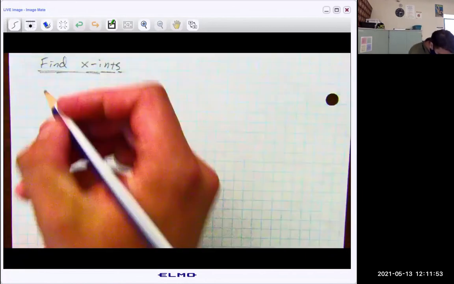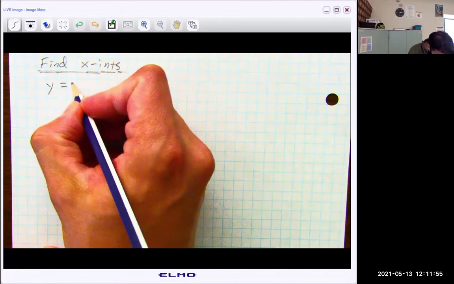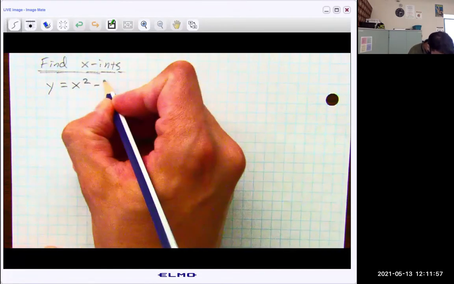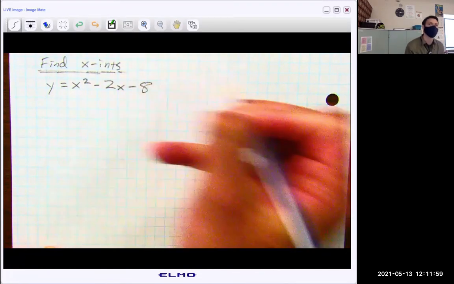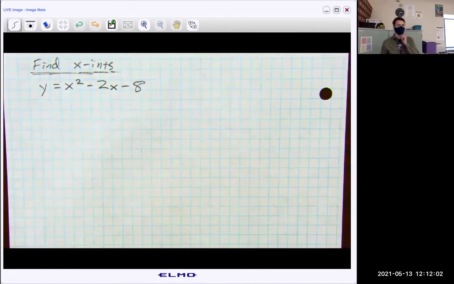Let's say we had y equals x squared minus 2x minus 8. Well, we know it's either going to have 2 answers, 1 answer, or no answers. And I know that this is going to be opening up. I know it's shifted to the right. I know the y-intercept is negative 8. So I'm thinking it's probably going to have 2 x-intercepts, because it sounds like it's kind of shifted down and to the right.